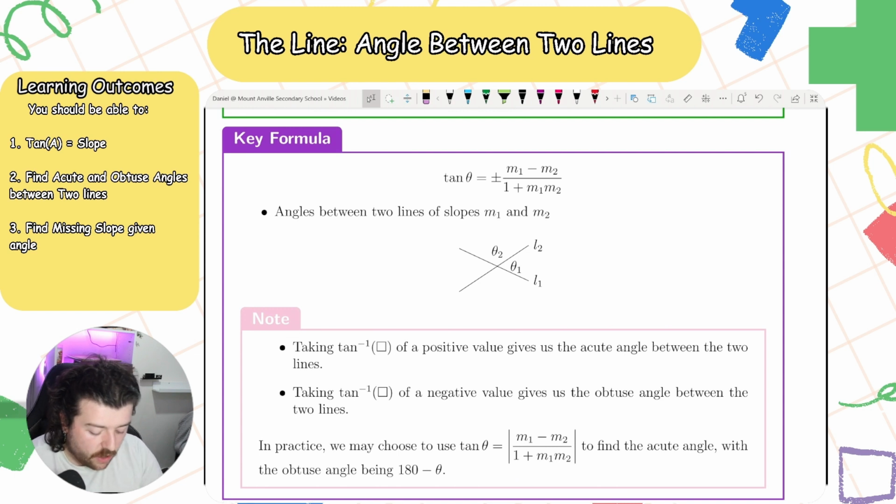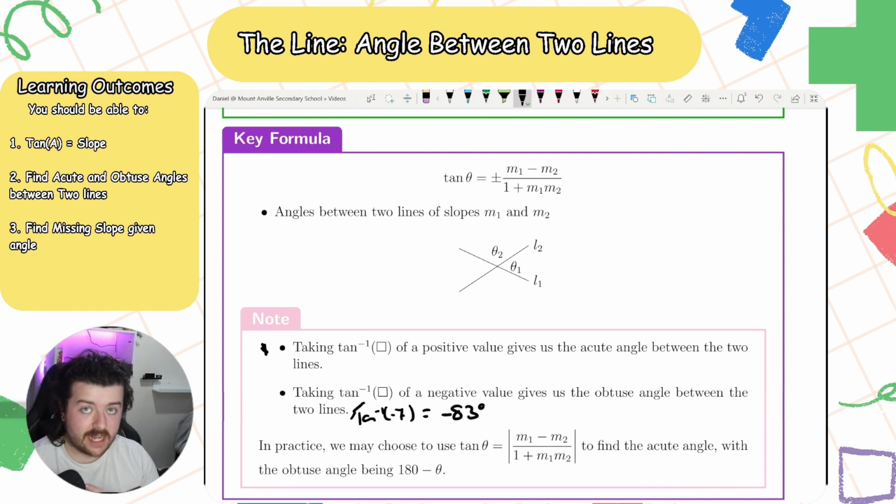Something of note to remember: tan inverse of a positive number will give me my acute angle, and the tan inverse of a negative number will give me my obtuse angle. I'm saying it like this because it will give me a negative angle. For example, tan inverse of -7 is equal to -83 degrees, which is not really the case. On your calculator, it's equal to -83 degrees.